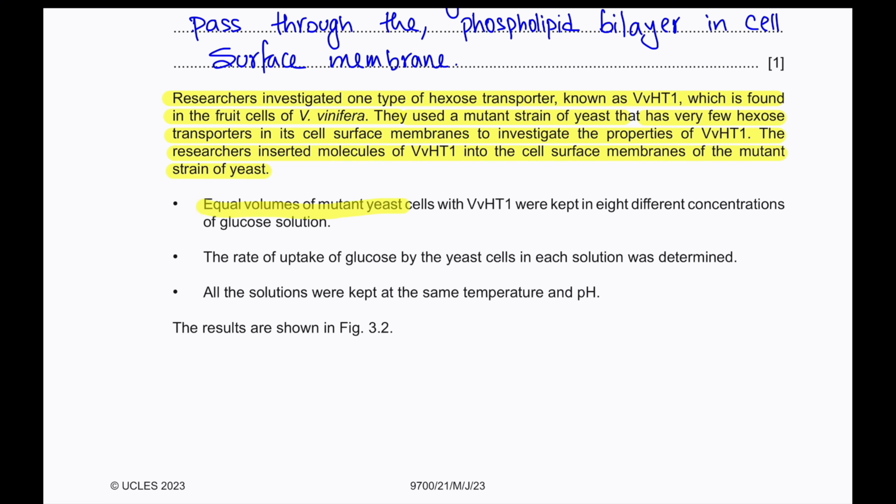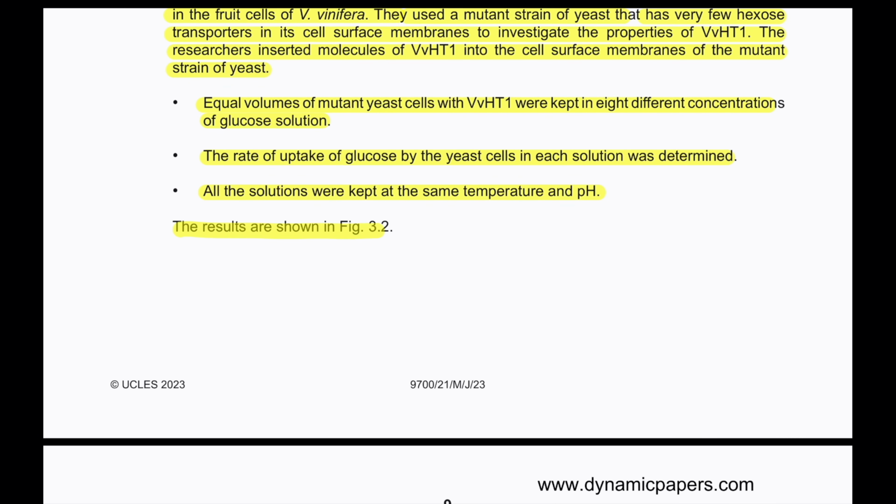Equal volumes of mutant yeast cells with VVHT1 were kept in 8 different concentrations of glucose solution. Now, the rate of uptake of glucose by the yeast cell in each solution was determined. All the solutions were kept at the same temperature and pH. The results are shown in figure 3.2.